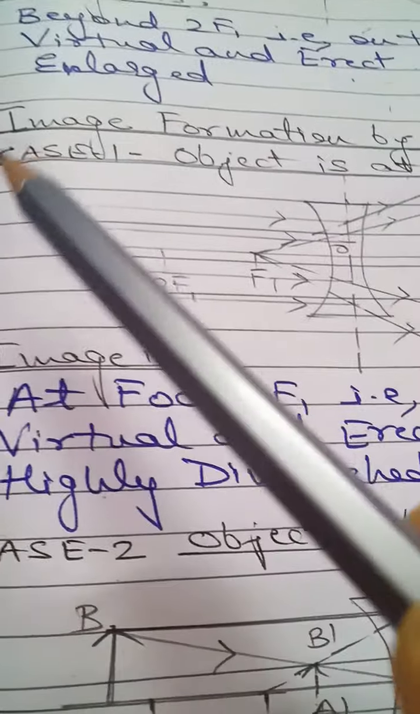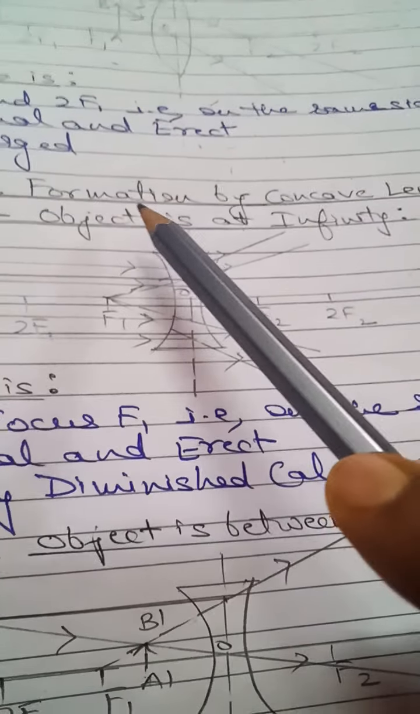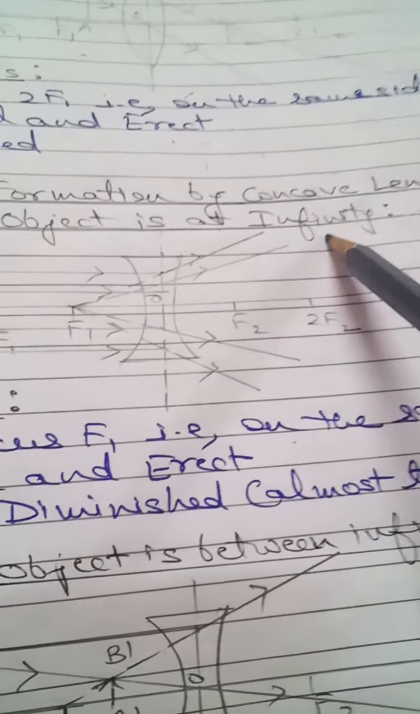Children, now we will discuss image formation by a concave lens. A concave lens has only two cases of image formation. Case number one, when the object is at infinity.